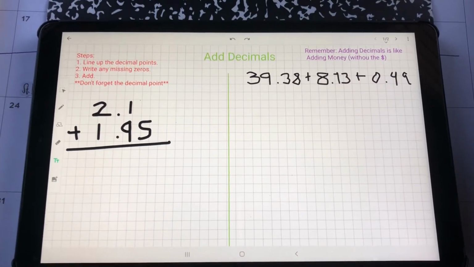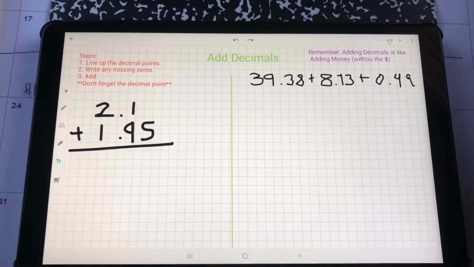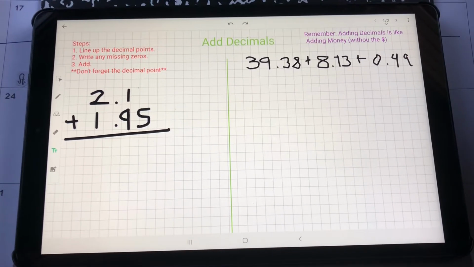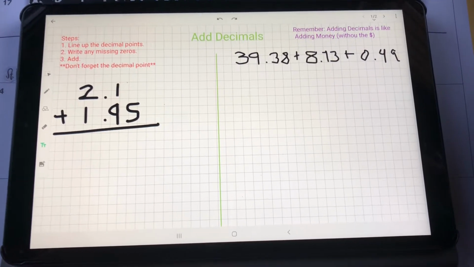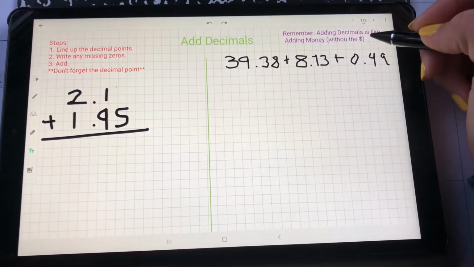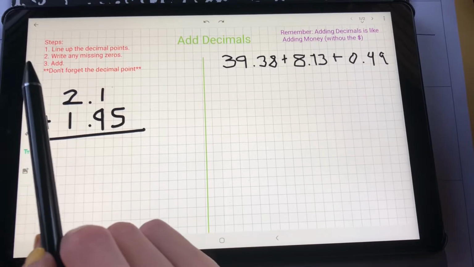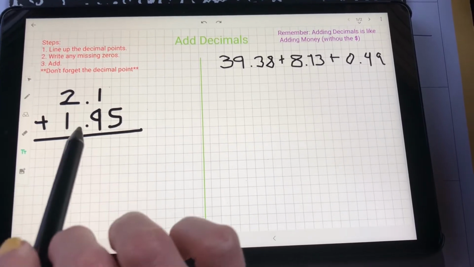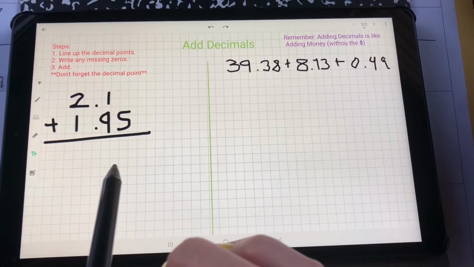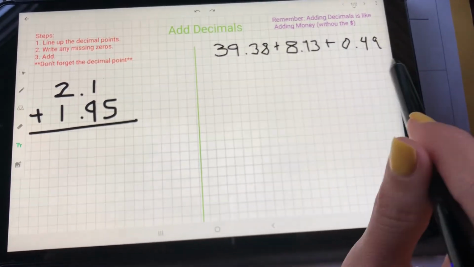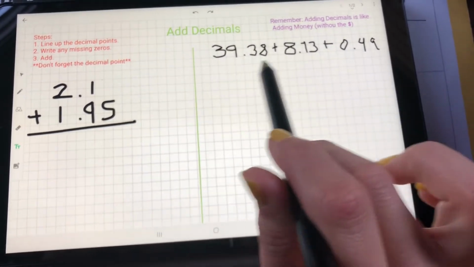Today we're going to be doing adding and subtracting with decimals, which is basically the same thing as you do already with money. You just are not going to have a dollar sign. So the first thing that you need to do is line up the decimal points. Sometimes they're going to give you the problems like this, vertically, so they're already aligned, but sometimes they're going to give it to you horizontally and you need to line it up.